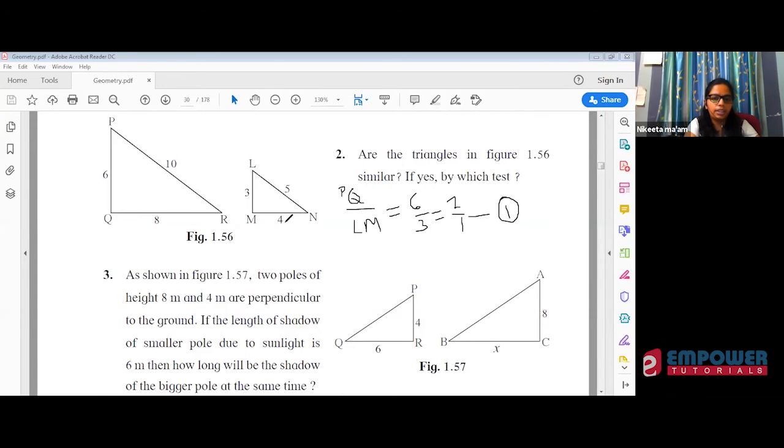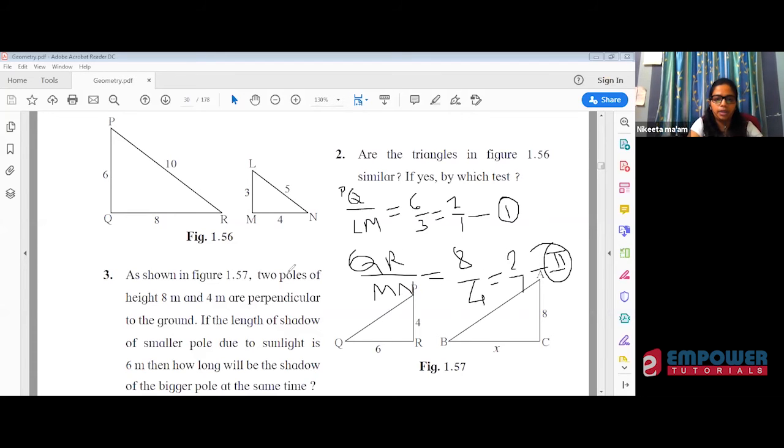Okay, second thing will be, let's say, QR upon MN. So this will be equal to 8 upon 4, right? So this will be again 2 upon 1. So this is the second statement. Okay, and the third one I'm writing over here. So this will be PR upon LN, which will be equal to 10 upon 5, that is 2 upon 1. This is 3.